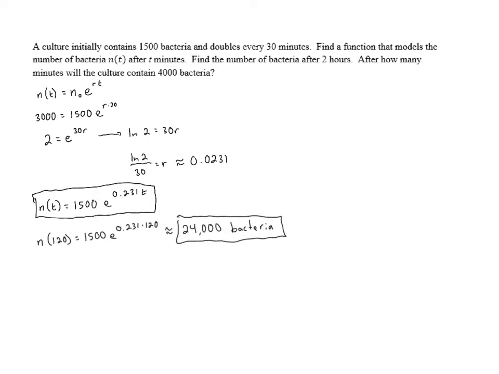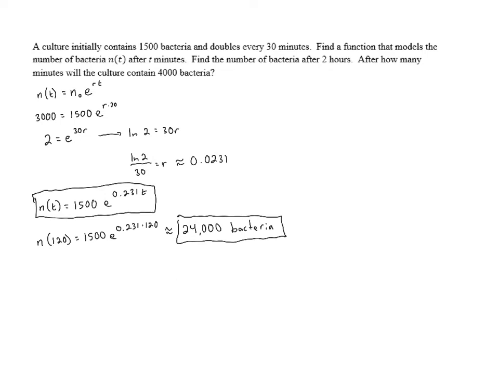And we know that's the case because it doubles every 30 minutes. So if it started out with 1,500, after 30 minutes it doubles, so we've got 3,000. After another 30 minutes it doubles, we've got 6,000. After another 30 minutes it doubles, we've got 12,000. And then after another 30 minutes, we're at 2 hours, it doubles, and we're at 24,000.